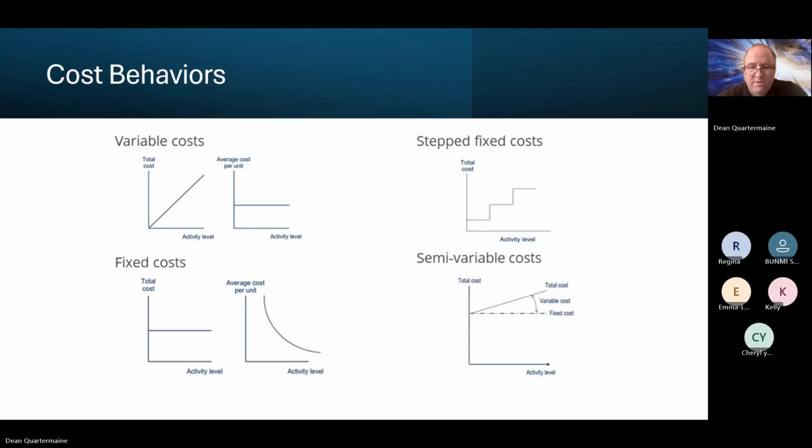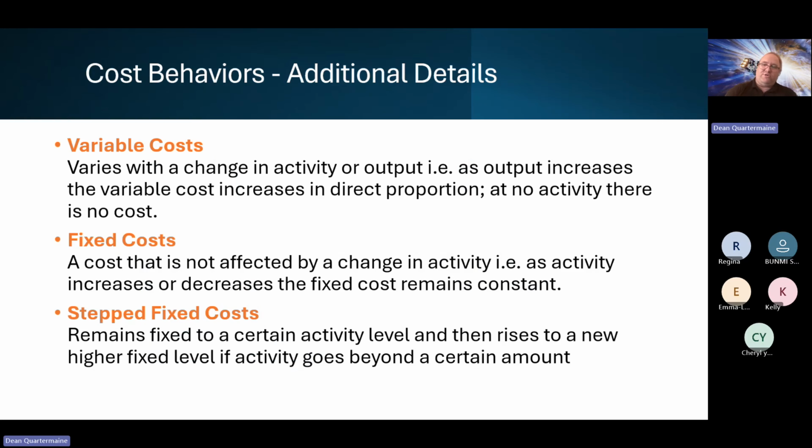So just a few more details about that, just to recap what I've just said. Variable cost varies with a change in activity or output. As output increases, the variable cost increases in direct proportion. If there's no activity, there's no cost.